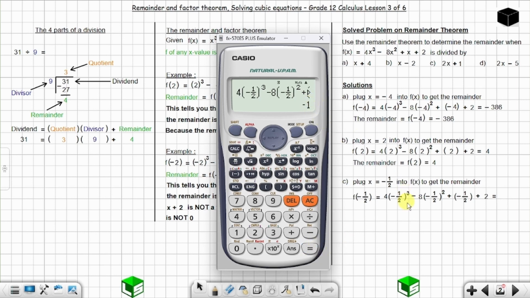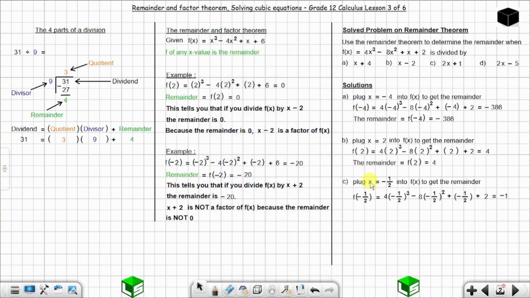This is equal to negative 1. Okay, negative 1 is the remainder. So this means if you divide f of x by this, the remainder is equal to f of negative 1 over 2, which is negative 1.